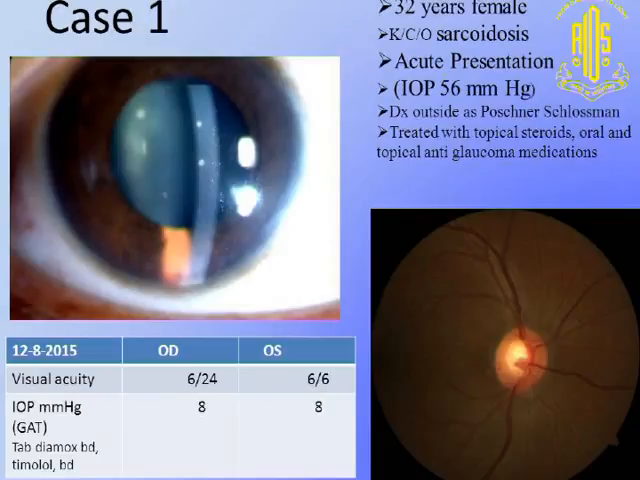So this is something a little unusual for Posner-Schlossman, to have that big mutton fat KPs. So we found out that the patient actually had sarcoidosis. So that actually alters the diagnosis. So this is not really a Posner-Schlossman. It may be much more than that, and you would need a therapy here.